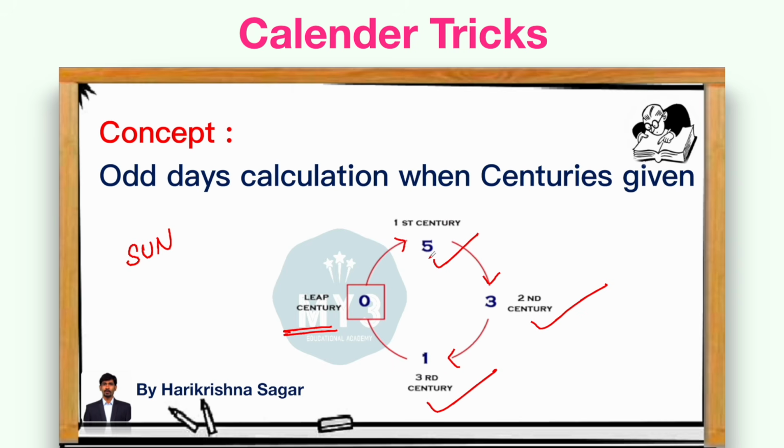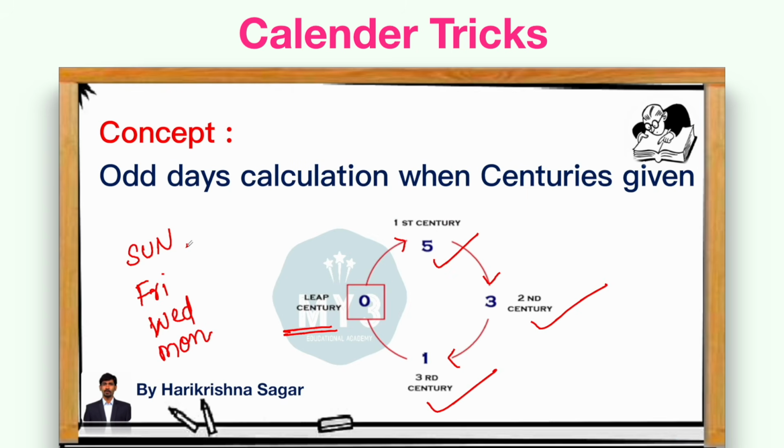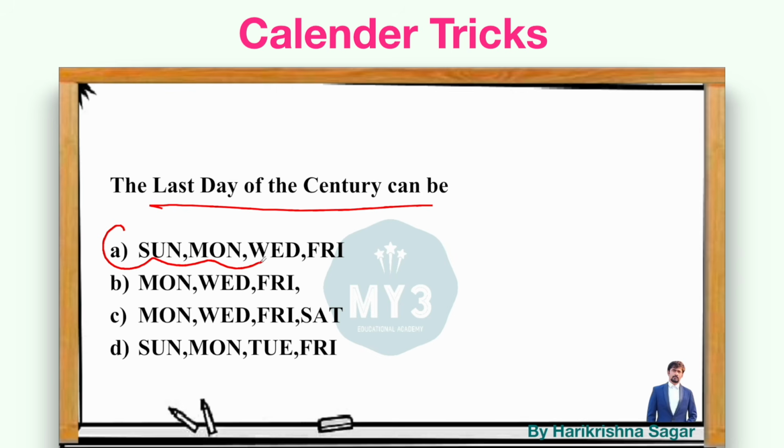First century will be ending with 5. That means last day of the first century will be Friday. Second century is having 3 odd days. That means the last day will become Wednesday. And third century is ending with 1. That means third century will end with Monday. So century will always end with Sunday, Monday, Wednesday, Friday. Remember, very, very important repeating theory question for Tech Mahindra, Accenture, Deloitte. They are repeatedly giving this type of question. So mark the answer choice as option A.